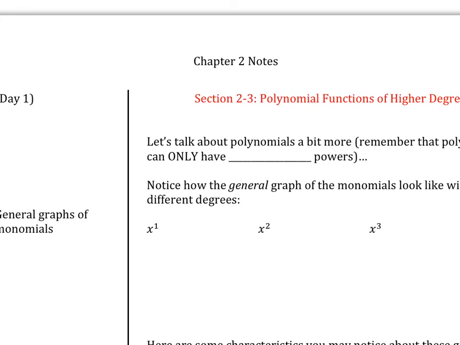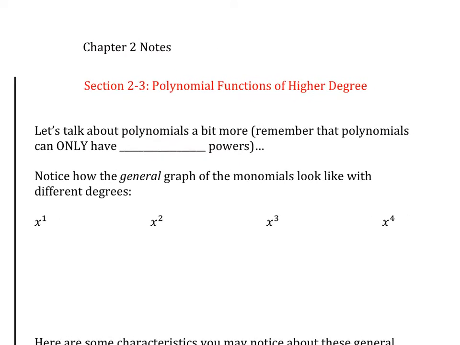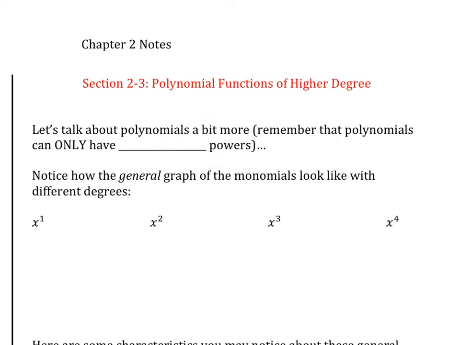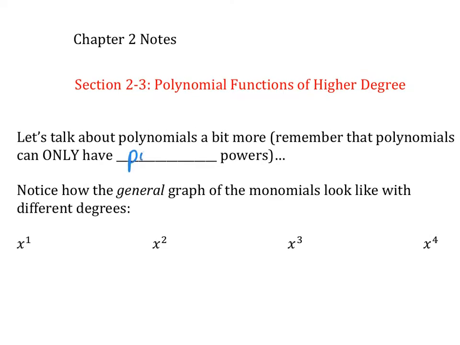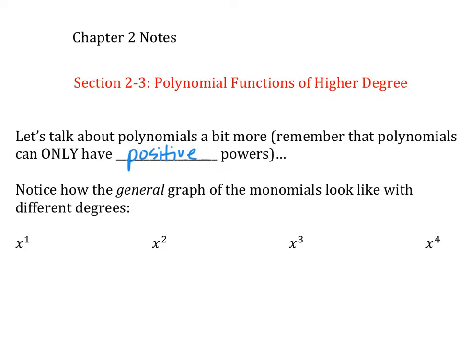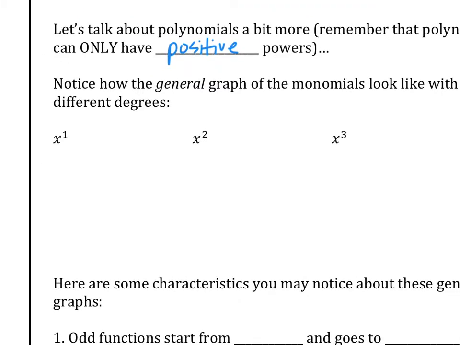All right, so let's talk about polynomials a little bit more. Polynomials can only have positive powers, positive exponents. So that means we don't have any x in the denominator. All right, so let's look at some general graphs of a monomial. X to the first. X to the first looks like what?